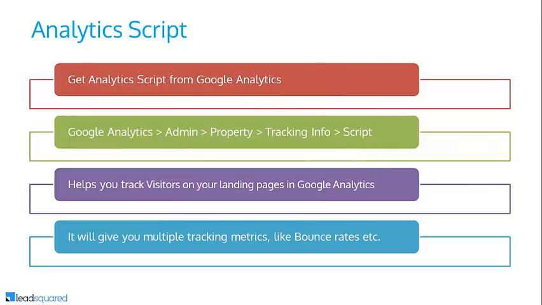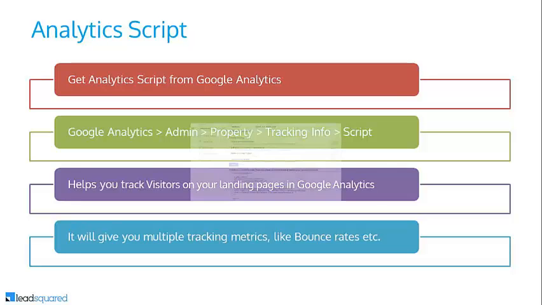For getting the analytics script, you can go to Google Analytics, click on Admin and go to Properties, then click again on Tracking Info and you can have your script there. You can copy and paste it on your landing pages. Analytics scripts help you track your visitors on the landing pages in Google Analytics. So you can get data about the visitors, the bounce rates, how the visitors have gone from one page to another, and more.